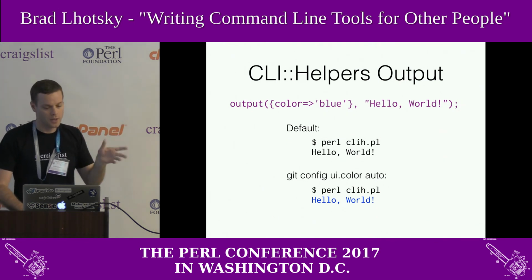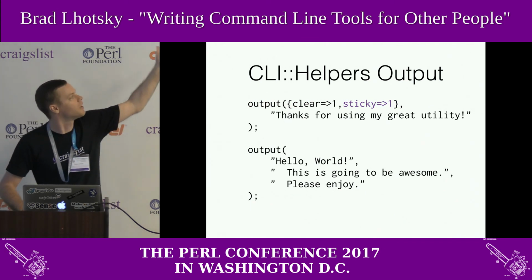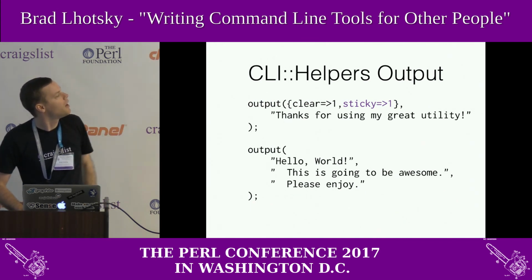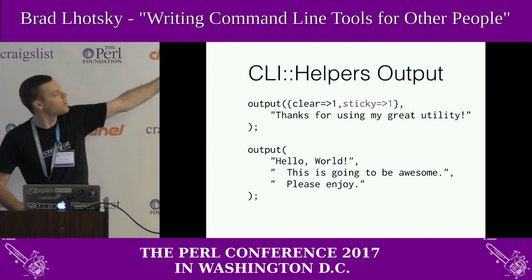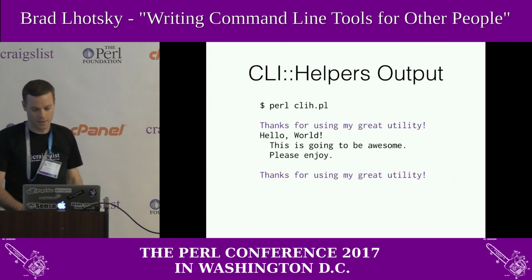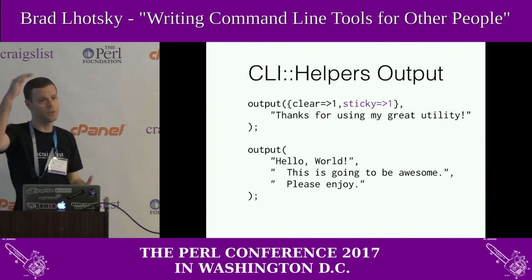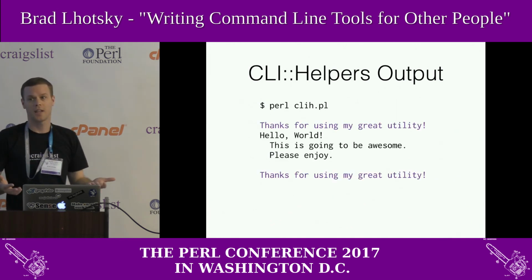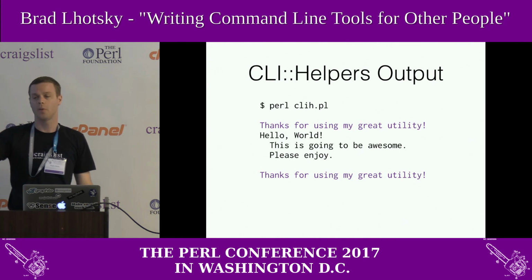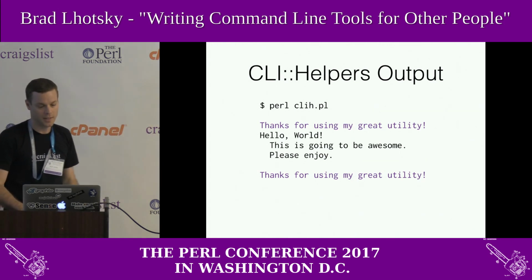There's a few decorators that you can use inside of that hash ref that you pass to make things pretty. So like if you wanted the color blue, then you would run it, and if you didn't have color exported in your Git config, you wouldn't see color, but if you did, or you specified --color, you would get the color. There's an option called sticky and clear. Clear will give you a new line before it outputs. Sticky will make sure that that line is always output at the end of the run. So there's an end block that runs that will output any sticky lines.